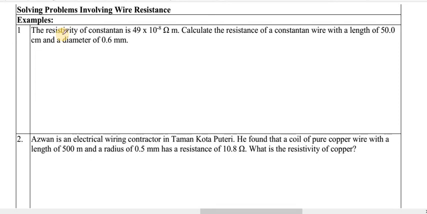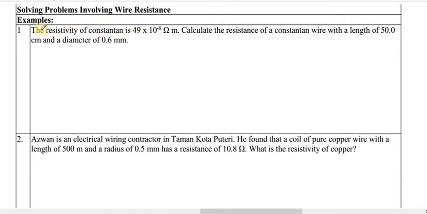Alright, previously we discussed what are the factors that can affect the resistance of a wire. Among the factors are the length, the cross-sectional area of the wire, and also the resistivity of the wire. We also discussed the resistivity for conductor, non-conductor, semiconductor, and also for superconductor. Alright, so here we want to look at how we can use the relationship between the factors that affect resistance to solve problems.